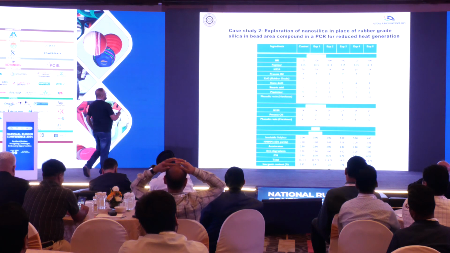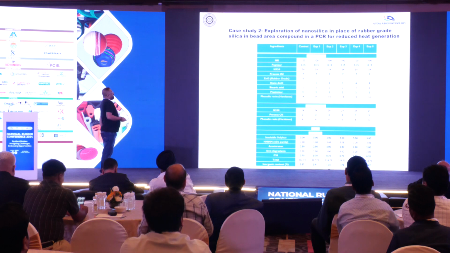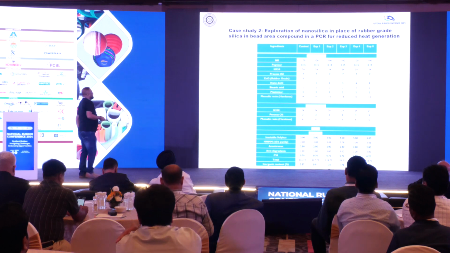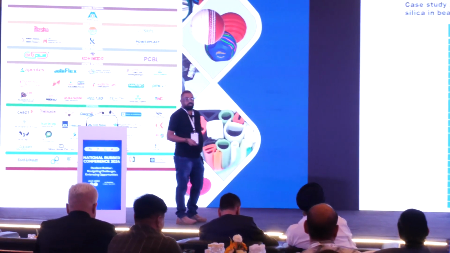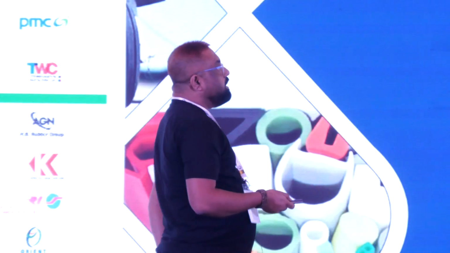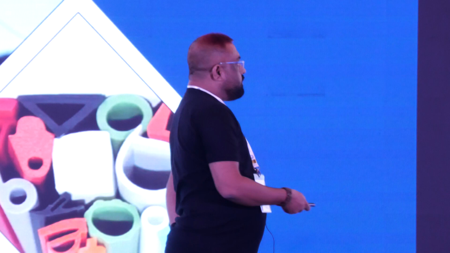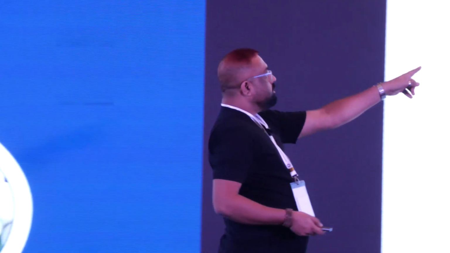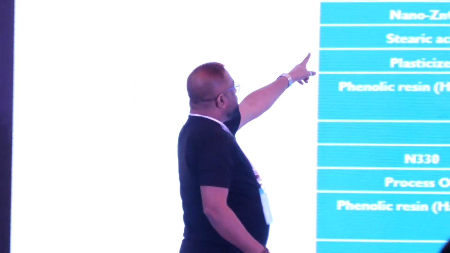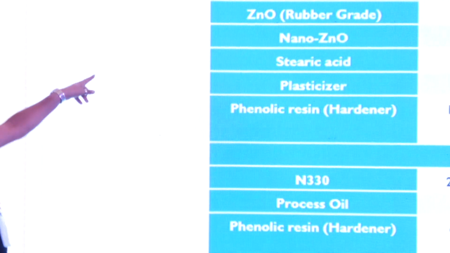This is another one, this is our work. We tried to replace the rubber grade silica in bead compound of PCR with nanosilica, and then we simulated to check whether the nanosilica can reduce the heat generation or not. So this is the formulation, and we replace the rubber grade silica with nanosilica. 1, 2, 3, 4, and 8, you see this nanosilica and that rubber grade silica.